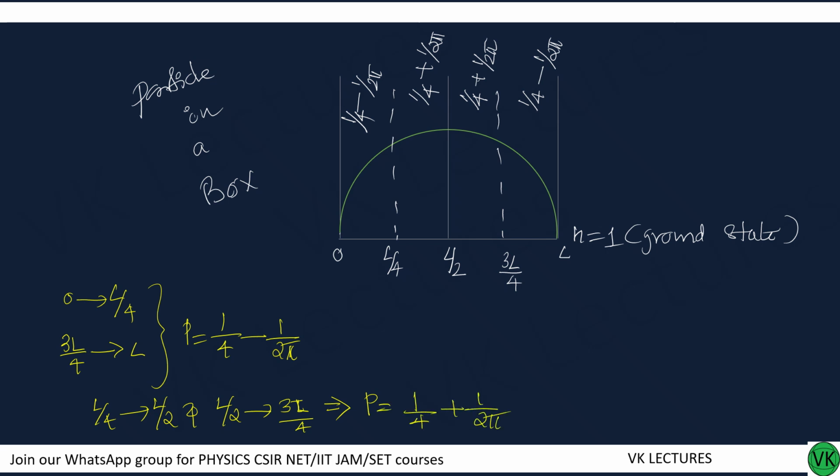So by seeing these two results, we can see 1 by 4, all this area from here to here, from 0 to L by 2, is the sum of these two things. Okay, 1 by 4 minus 1 by 2 pi plus 1 by 4 plus 1 by 2 pi. So it will be equal to half. Similarly, here also half. And half plus half will be the total probability equal to 1, like that only. Okay, so I think it is clear.